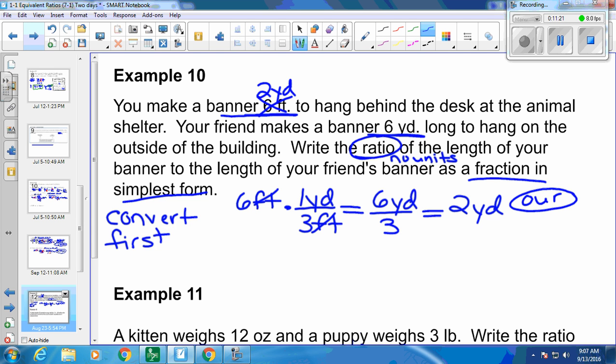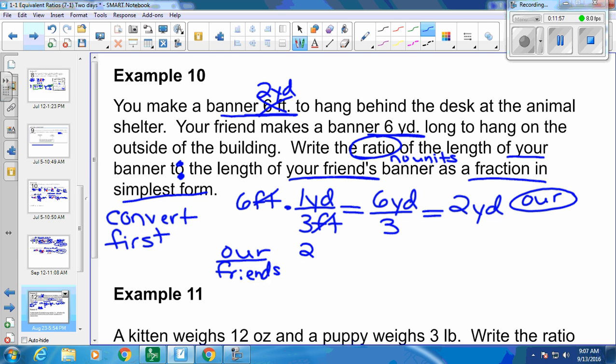They want us to write a ratio. There are 3 different ways to write a ratio, either as a fraction, with a colon, or with the word "to," but they are specifying that they would like it as a fraction in simplest form. They're asking us to compare the length of your banner, which is our banner really, to the length of your friend's banner. So we're looking at our banner to our friend's. I like to label things so I make sure that I put it in the right order.